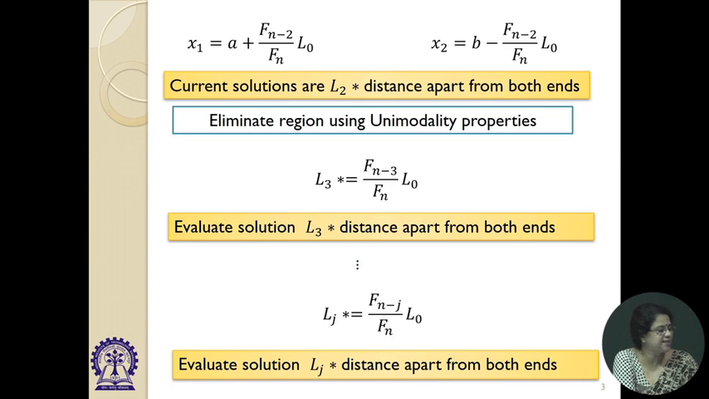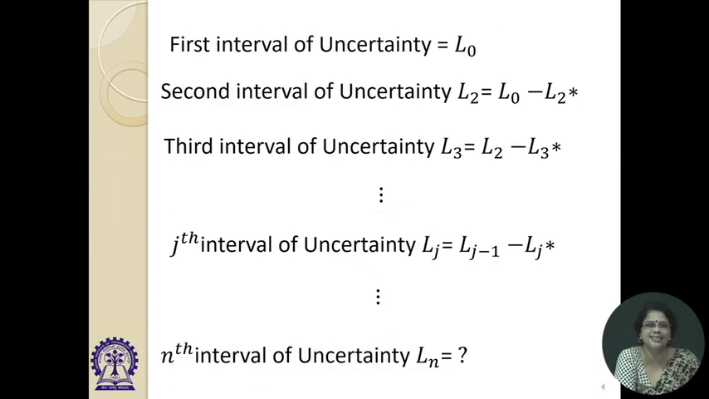Let us see what is happening in the next. We are getting L naught, that was the first interval of uncertainty. The second interval of uncertainty was L naught minus L2 star. Did you understand? The third interval of uncertainty is L2 minus L3 star, because every time I am reducing by L2 star, L3 star, L4 star, L5 star, further and further from the whole interval, and ultimately after the jth iteration we are getting Lj minus 1 minus Lj star.